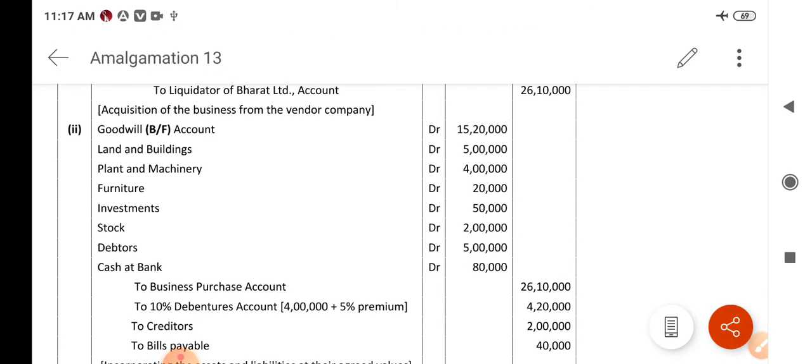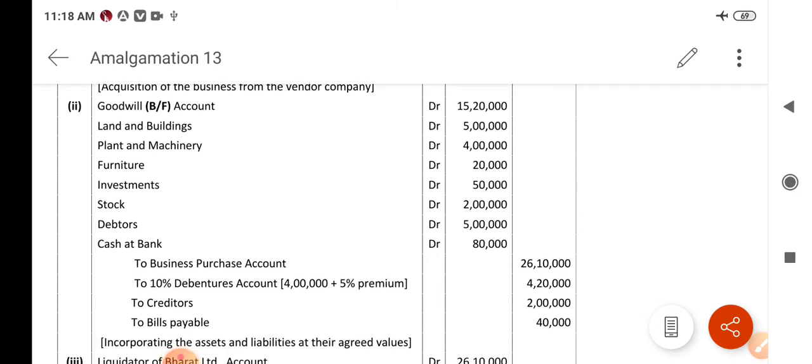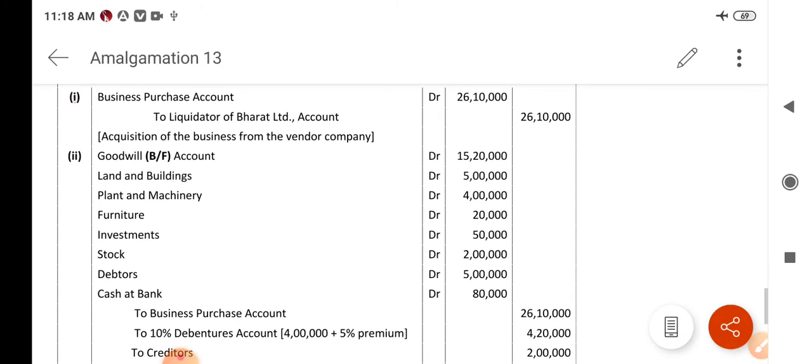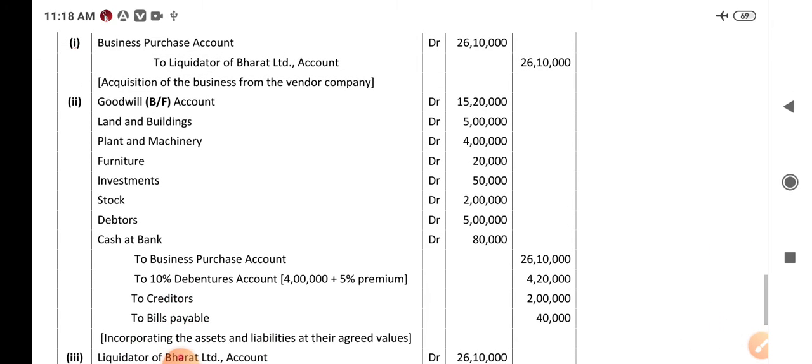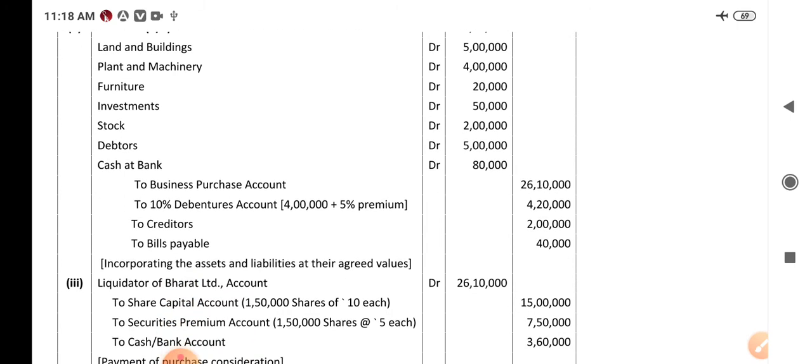So whatever the difference we will get, we will transfer either it to goodwill or capital reserve. So land and building, plant and machinery, furniture, investment, stock, debtors, cash at bank. So all the balances are taken over at their book value. Next, to business purchase account, so we will record the total purchase consideration given.